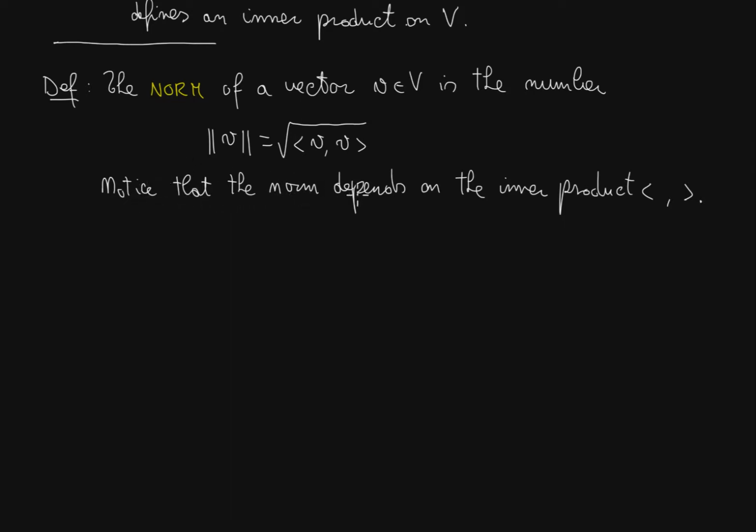Now notice that the norm depends on the inner product. So if I change the inner product, the norm of V changes. If I take a particular kind of inner product, which we will see later is called the Euclidean inner product, this gives exactly the Euclidean distance of this vector from the origin. But for other choices of inner products, this is no longer true. It doesn't give the Euclidean distance. It can give a distance according to this inner product.